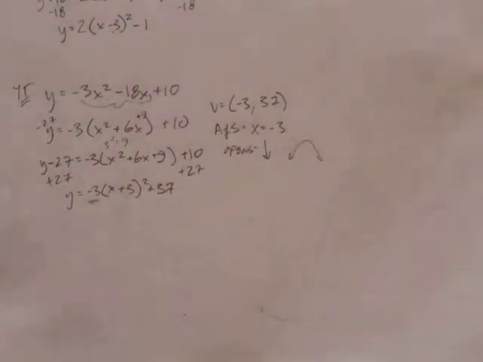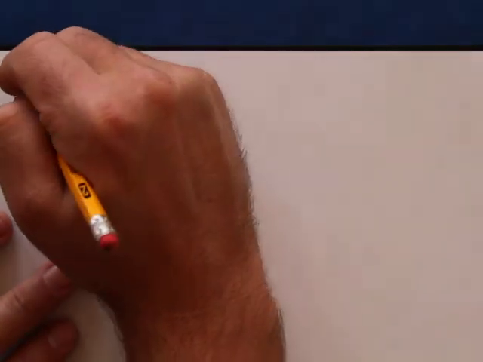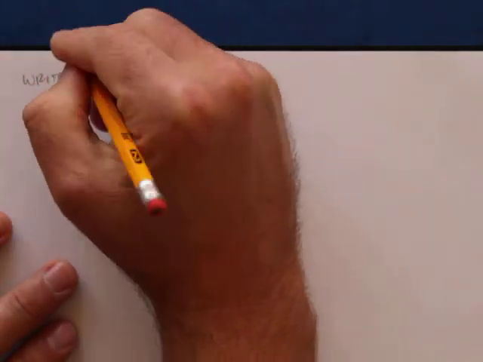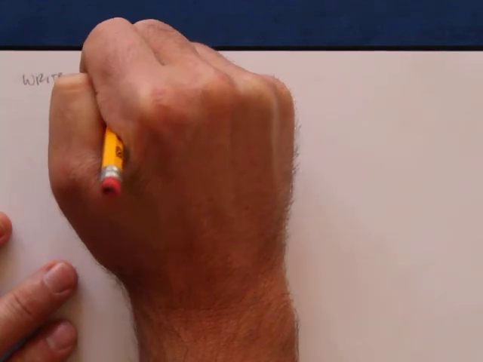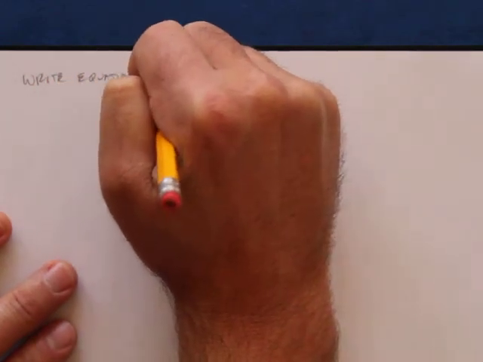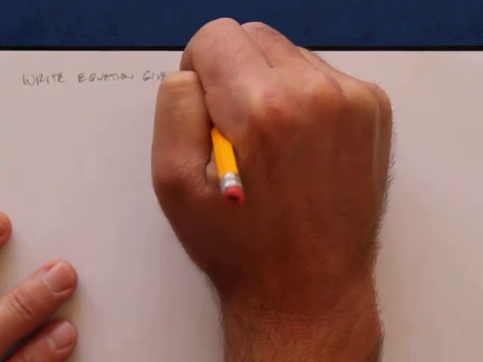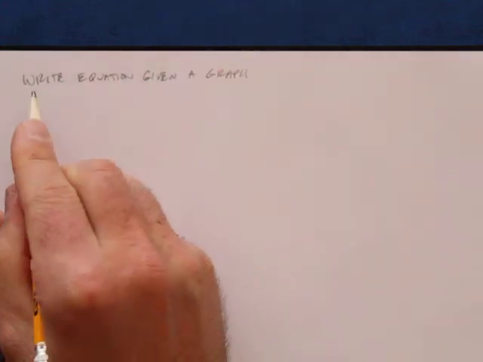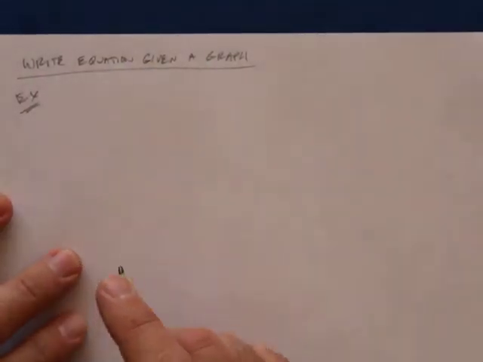All right, we got a little bit more to go here before we're done with this lesson. One more example here. And this example that we're doing is write an equation given a graph. So let's do an example. We're just going to do two examples, an example and a you try.